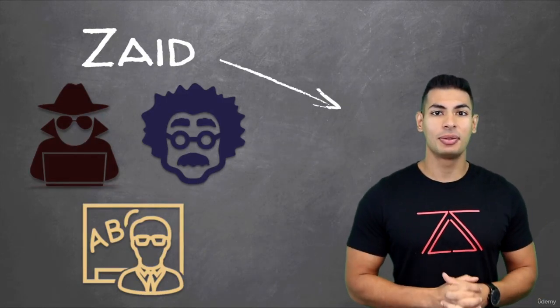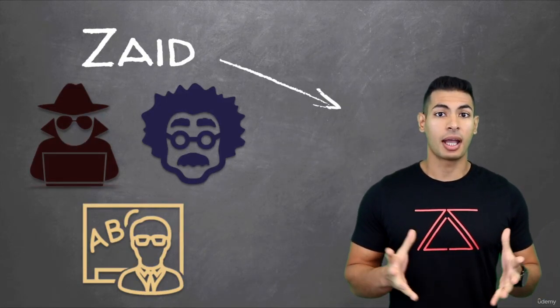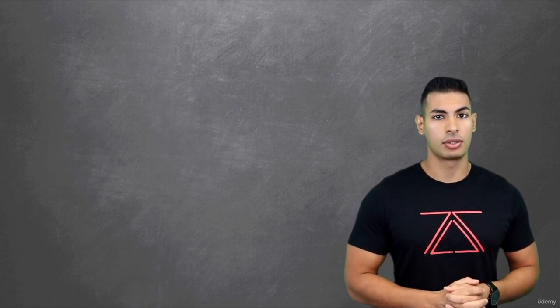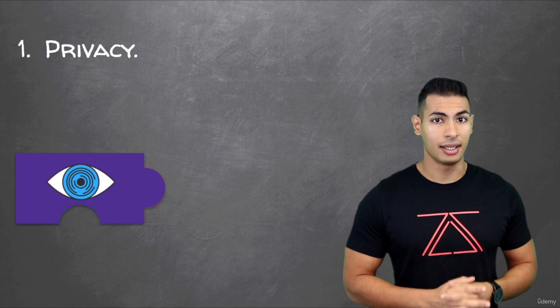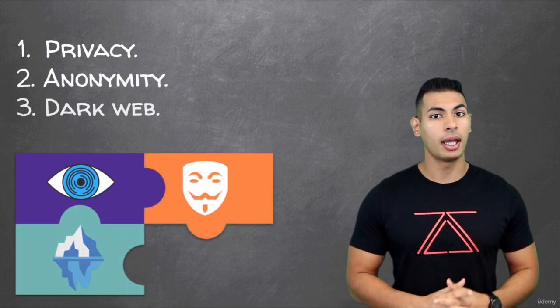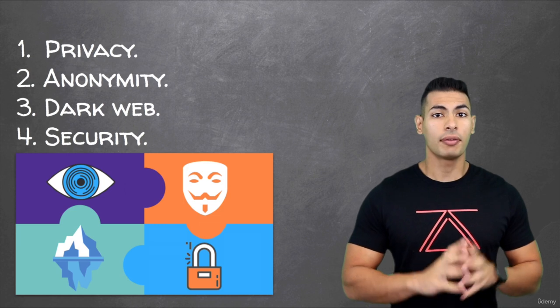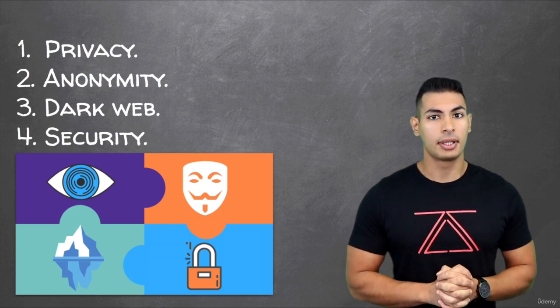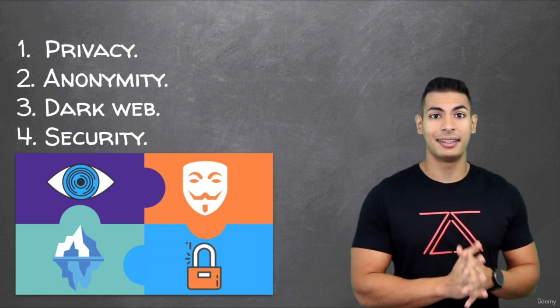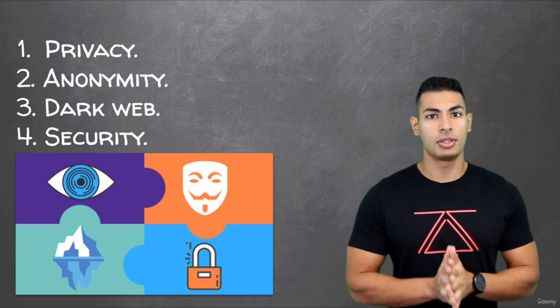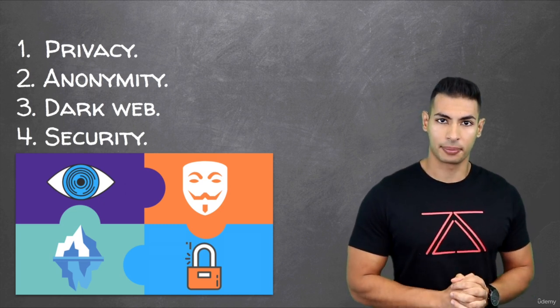Now, before diving into the course content, let's talk about the main topics that we're going to cover in this course. So, we're going to talk about privacy, anonymity, the dark web, and security. I chose to cover all of these topics in one course because I think they are very related, and sometimes on the internet it's very difficult to achieve one of them without the others.